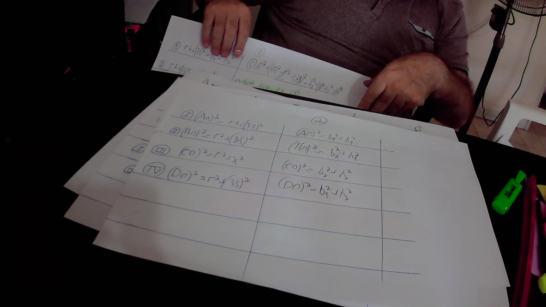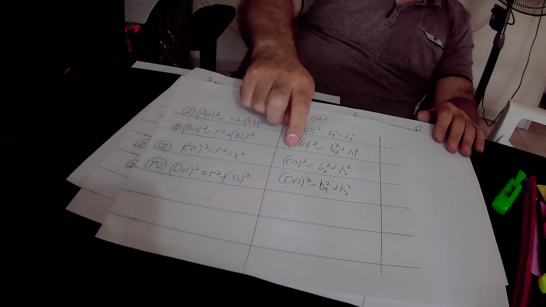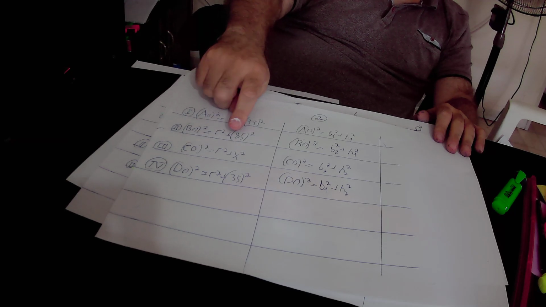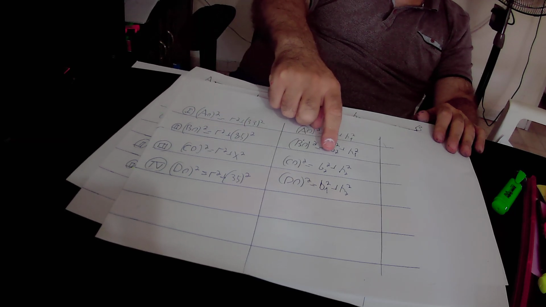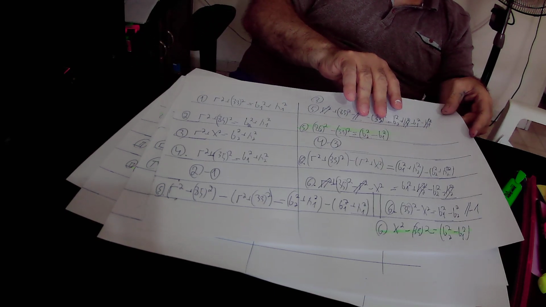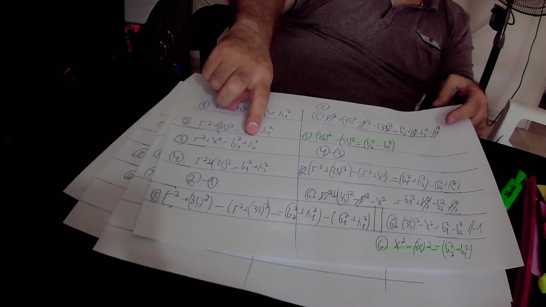Then we created equation number 3, which states that CO square according to equation number 1 must be equal to CO square according to equation number 2. That is to say, R square plus X square must be equal to B2 square plus H2 square.